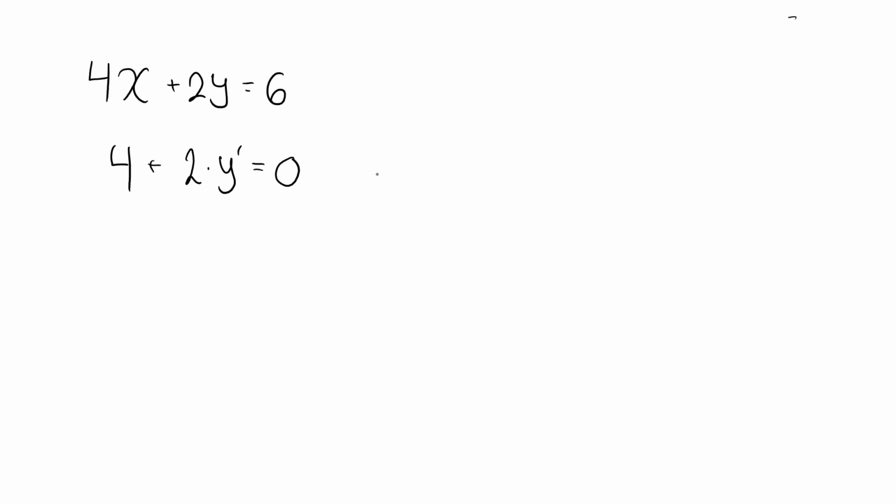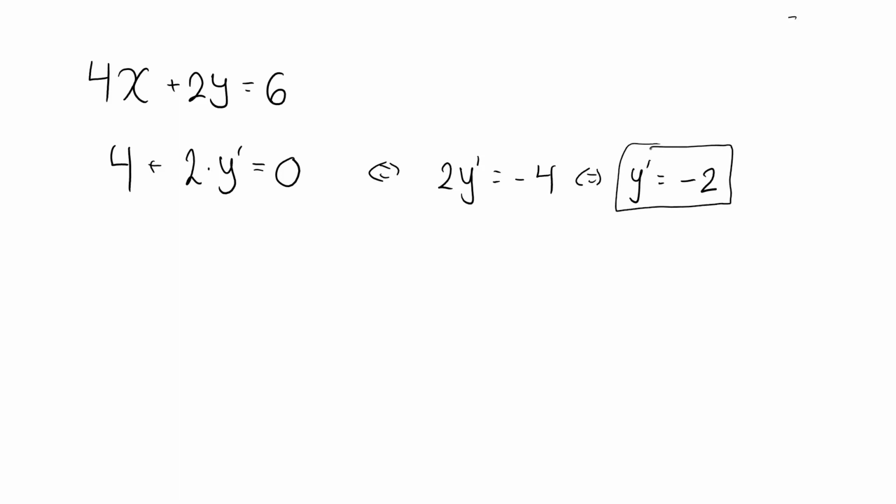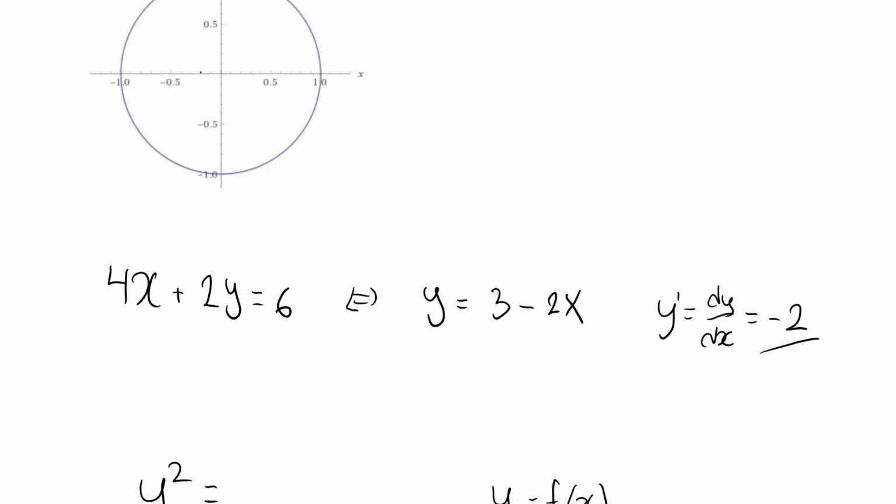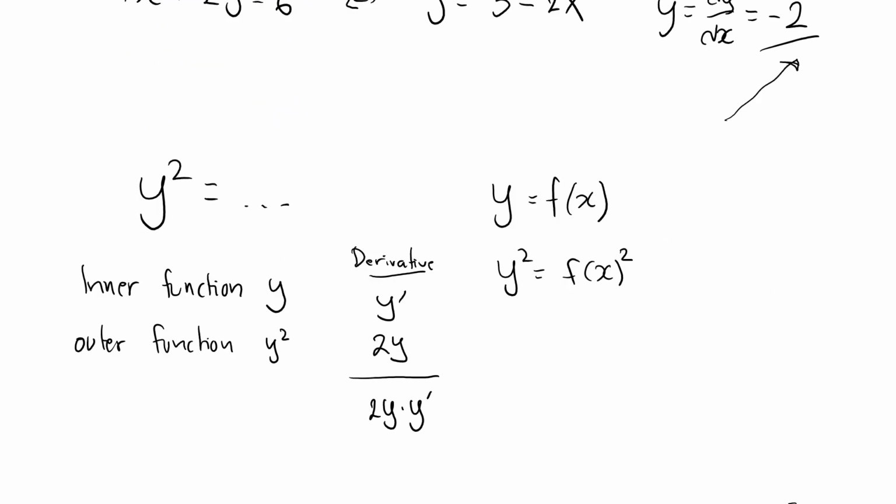The final step is to solve for y prime. 2y prime is equal to minus 4, or y prime is equal to minus 2. Precisely what we got by first converting the implicit relationship to an explicit one and then doing the ordinary derivative. Here is a slightly more complex example.